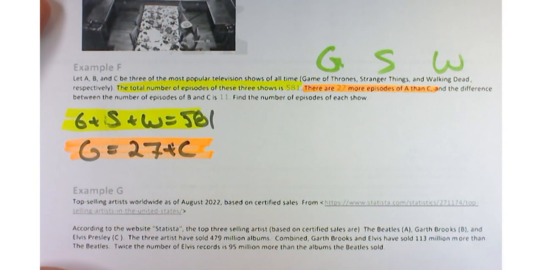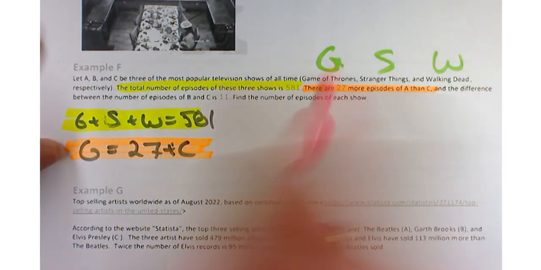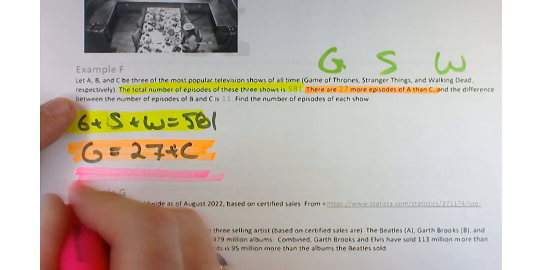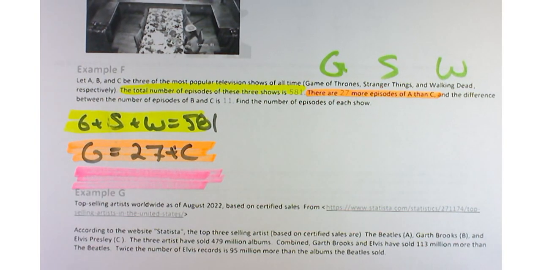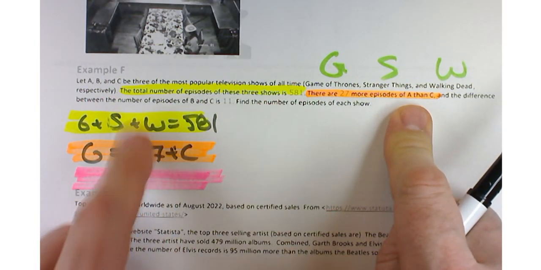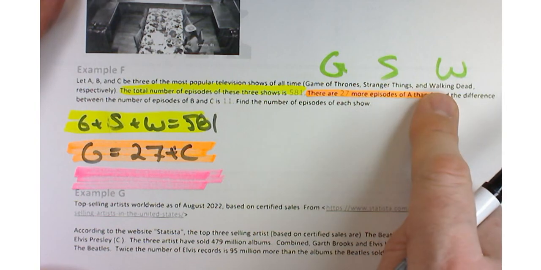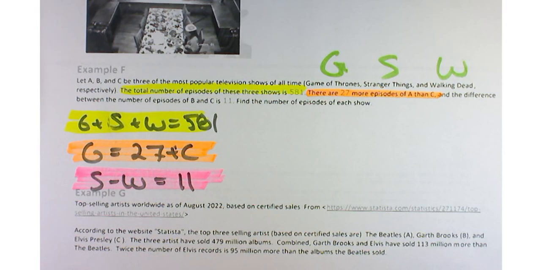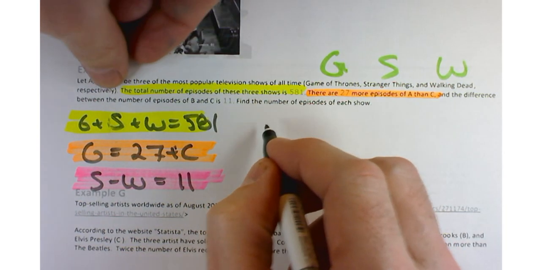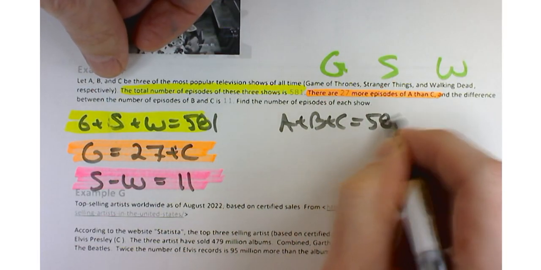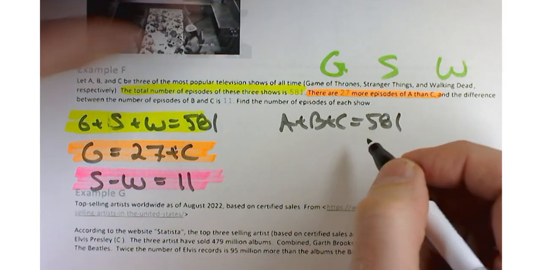And one last one. Let's see, the difference between the number of episodes of B and C is 11. So that's between B and C. They'd be Stranger Things and Walking Dead. So S minus W equals 11. You could also do this in A, B, and C. If you're doing this in A, B, and C, it'd be A plus B plus C equals 581.